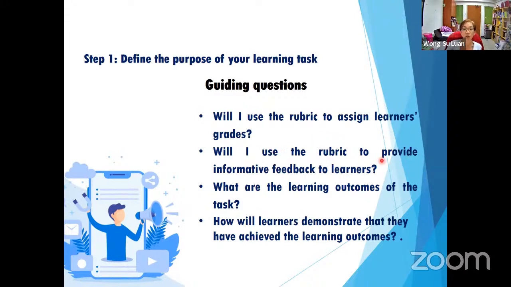Will I use the rubric to provide informative feedback to learners? What are the learning outcomes of the task? Is it tied back to your learning outcome for the course? How will learners demonstrate that they have achieved the learning outcomes? Is it going to be through the student's cognitive, psychomotor, or affective component?